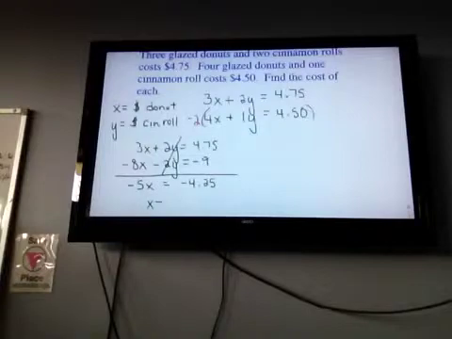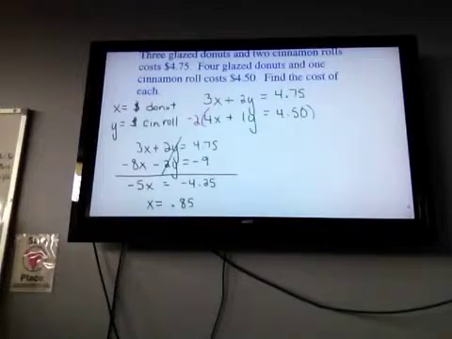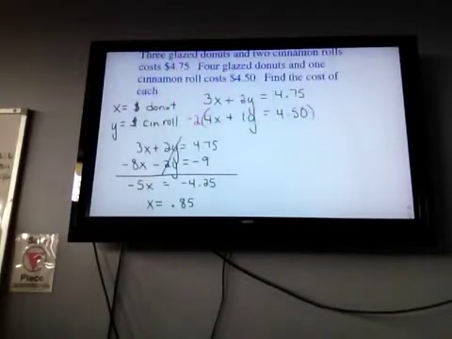And x is 0.85. So x represents the cost of a donut. So I'll come back to that in a second because we got to find the cost of the cinnamon roll. So just like what we did previously in elimination, we're going to plug that back in to find our y. So I'm going to go to the bottom. I gotta plug it in for x, from right there.